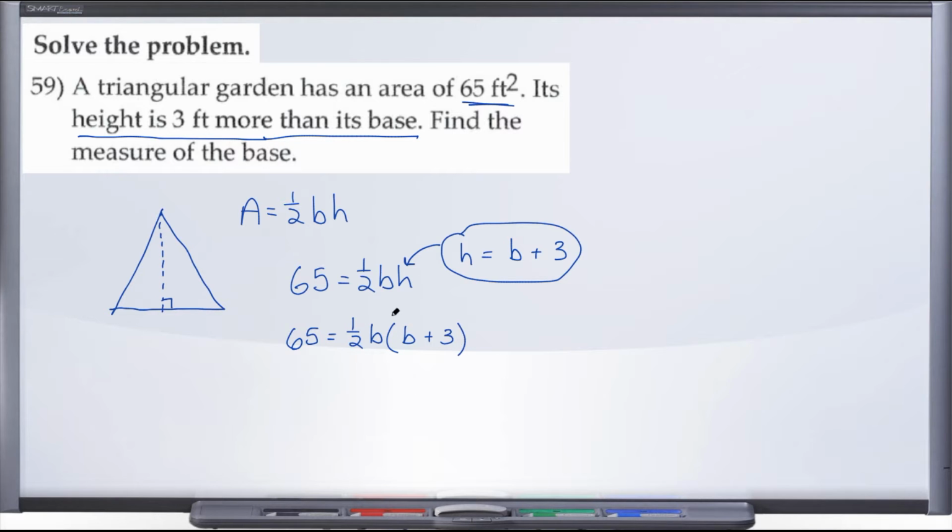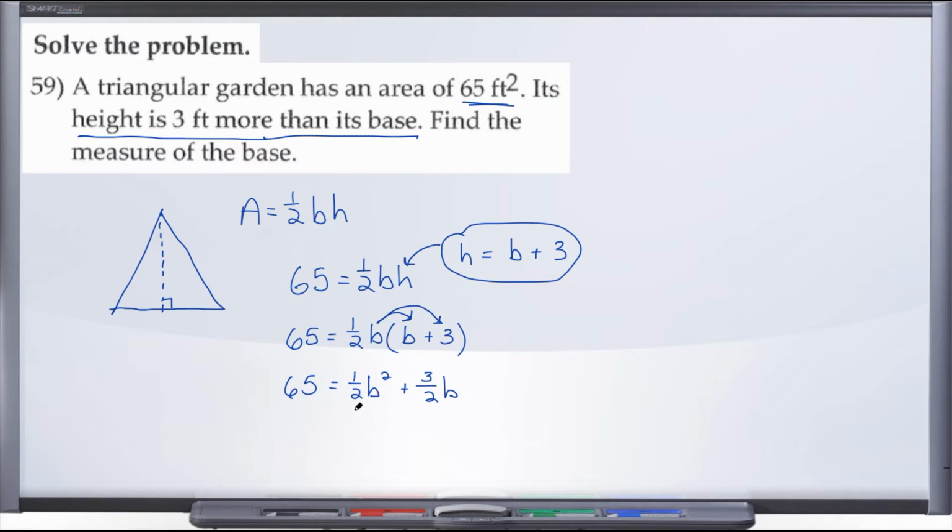So let's go ahead and try to clean this up a little bit, and we will distribute this b through. So we have 65 equals 1/2, and now b times b is going to give us, well, b squared, isn't it? And then b times the 3 is going to give us what? Well, plus 1/2 times 3 is 3/2 b. And looks like we have ourselves a quadratic equation, don't we?